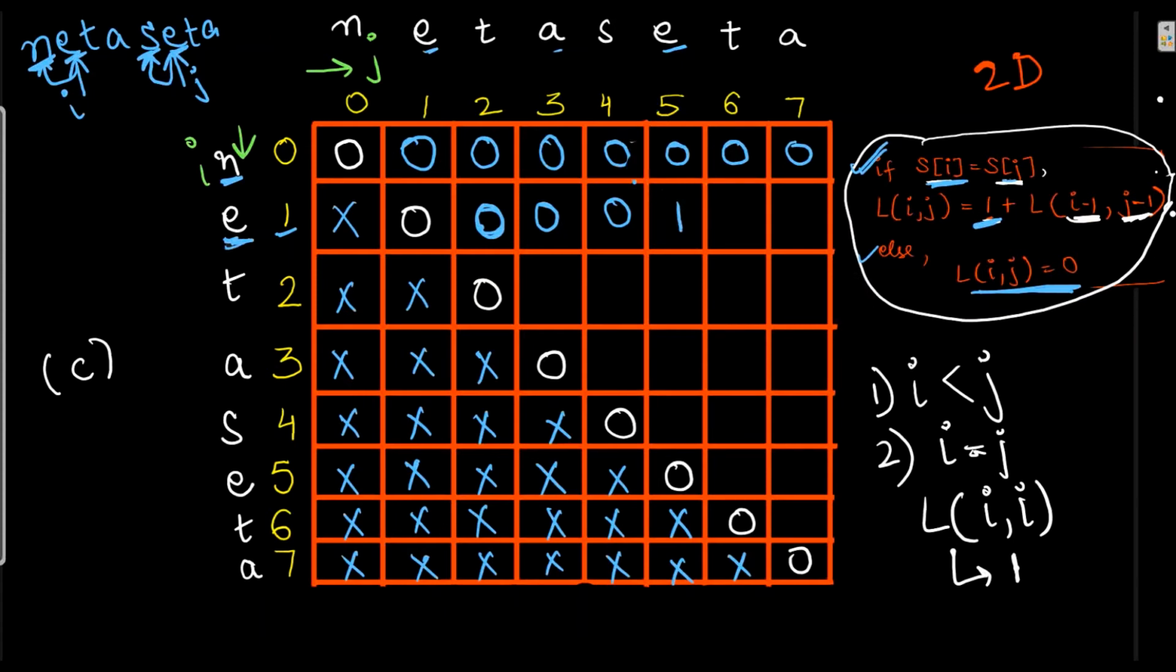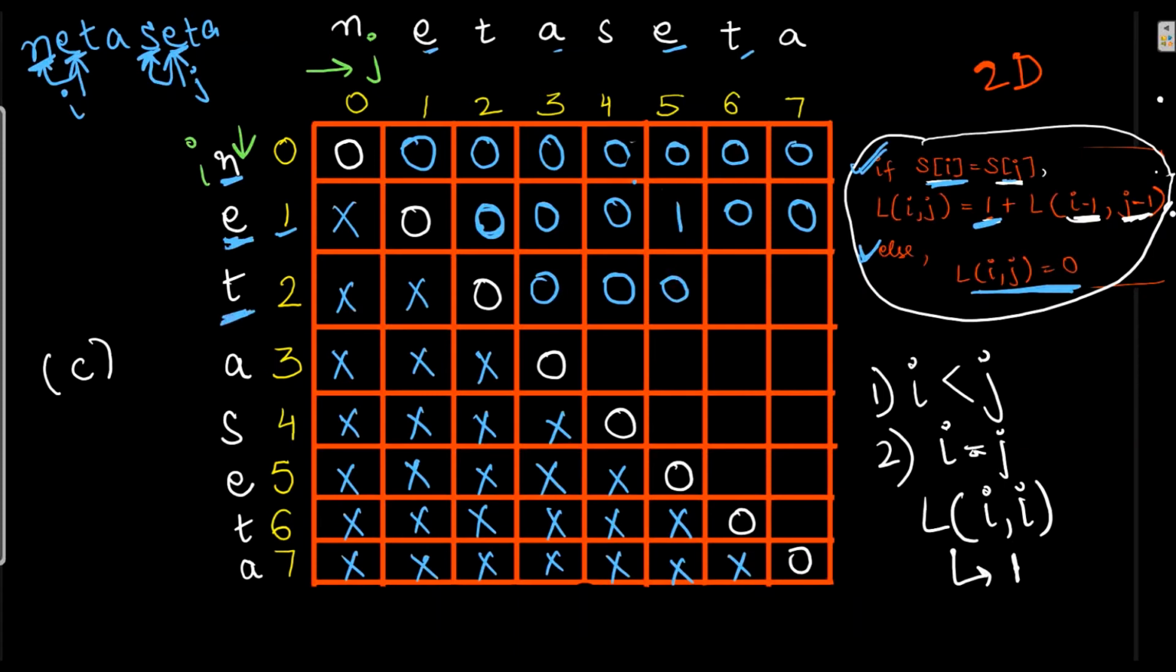Similarly, I'll be looking for e with t. Is e matching with t? No. So here I'll go to else and will put 0. Then e is matching with a? No. So I'll put 0 over here. Then I'll be looking for this t. Is t matching with this a? No. So I'll put 0 over here. Is t matching with this s? No. So I'll put 0 over here. Similarly, t is not matching with e.